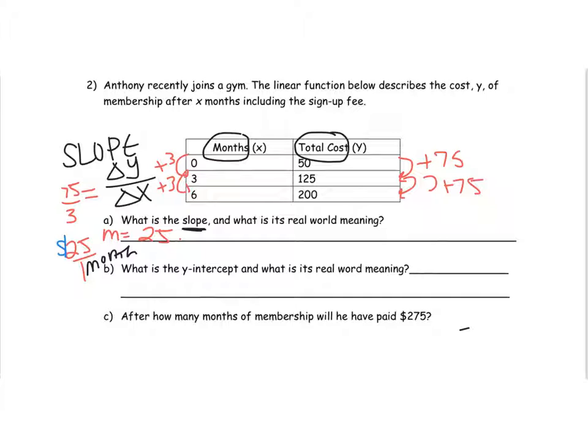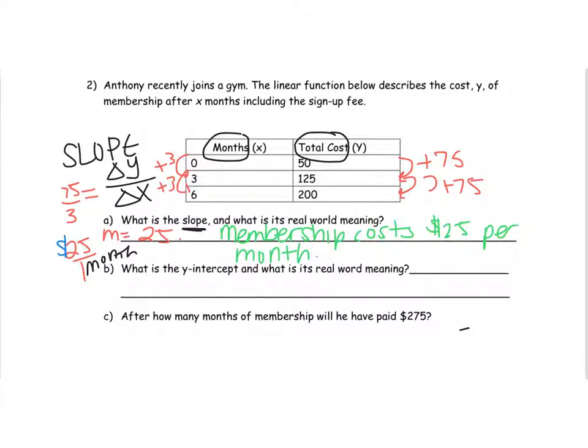So the real world meaning is going to be membership costs $25 per month. That's how much it costs per month. Now, remember, the membership cost per month, you're going to pay that every month. So that's your rise over run, up 25 over 1, up 25 over 1, up 25 over 1. That is the reoccurring rate of change.